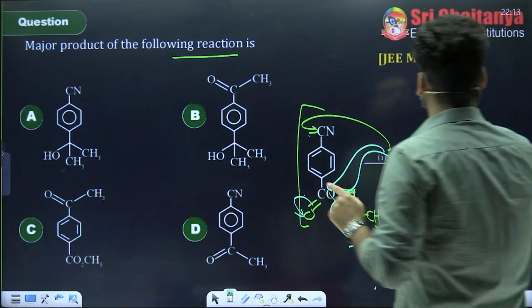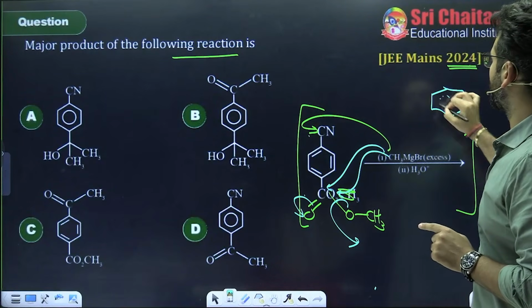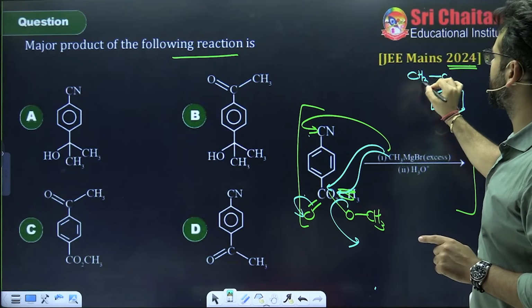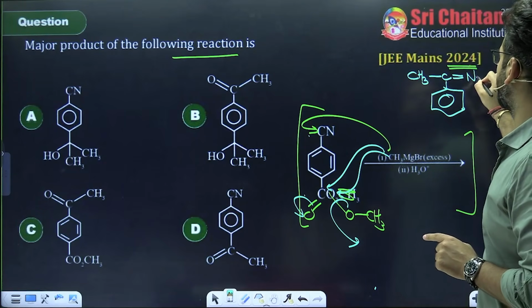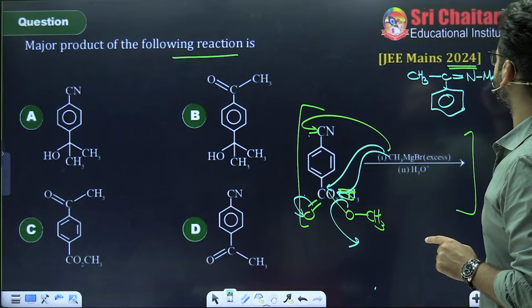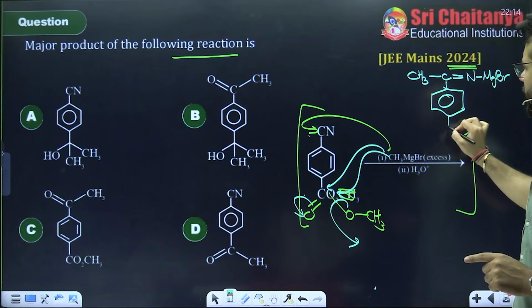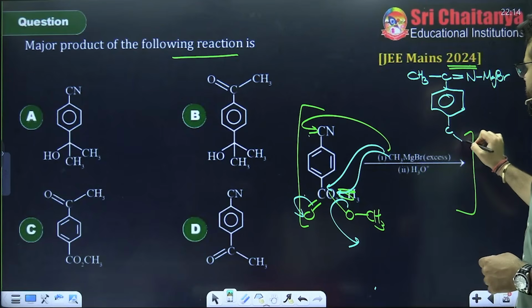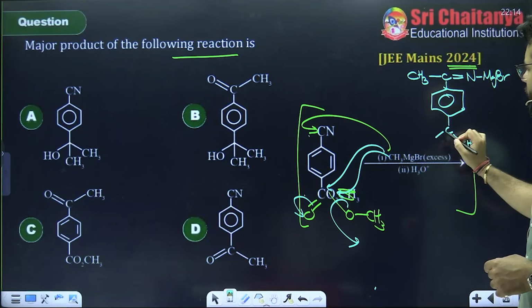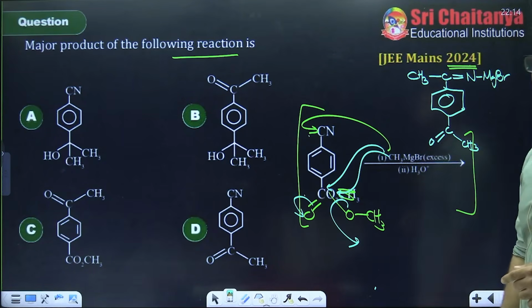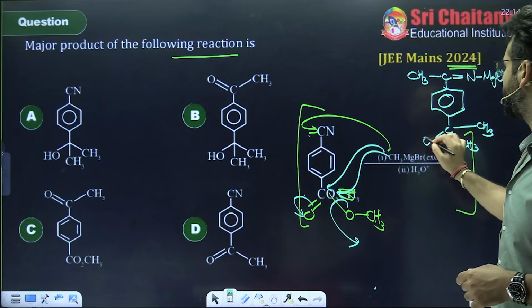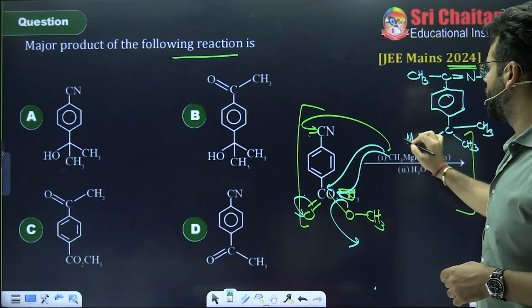So the top one will become an imine: C, CH3, double bond, N, MgBr. And the bottom carbon was the first ester. First attack happened, CH3 came and attacked. It became a ketone. Then next time on the ketone, again an attack happened. It became a tertiary alcohol group.